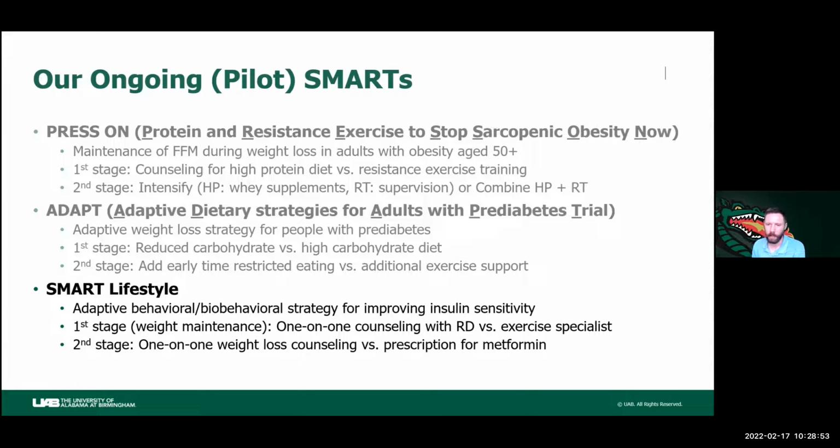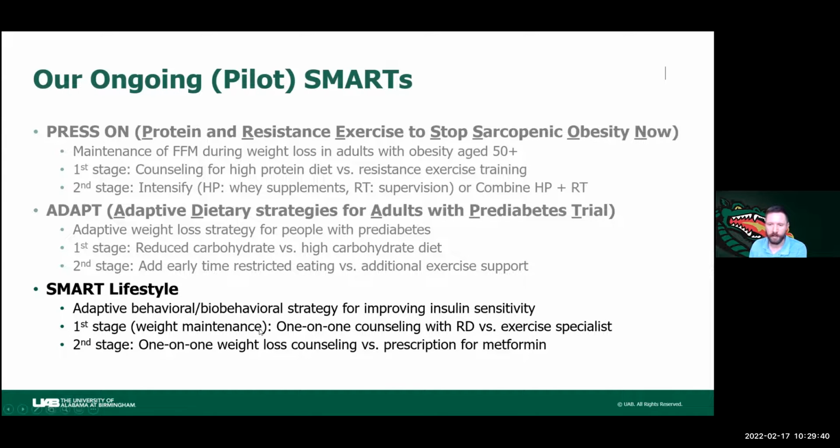So SMART Lifestyle is the one I want to spend a little bit more time discussing with you as we transition into the next section of the talk. The focus for this line of research is on improving insulin sensitivity, not weight loss, right? So weight loss is not an outcome of interest in this study. Here we start with one-on-one individualized counseling with either a registered dietitian to improve diet quality or an exercise specialist to begin engaging in regular exercise. Note that neither of these initial interventions focus on weight loss at all. So it's not even a topic of discussion really. It comes up, but it's not one that our interventionists are preaching towards at all. Rather, what we're doing is including weight loss as a second stage intervention offering, not the outcome of interest again.